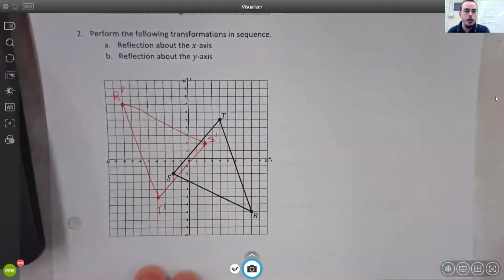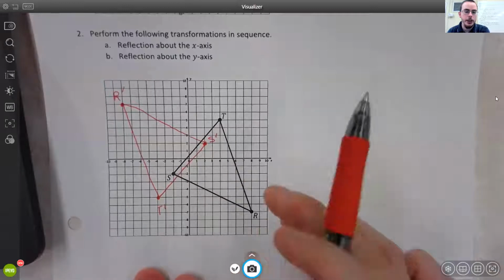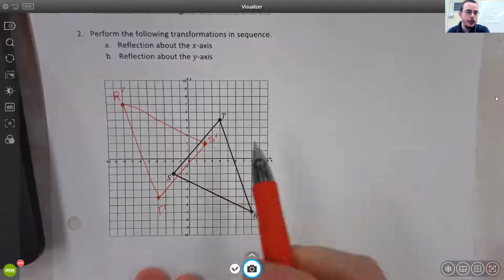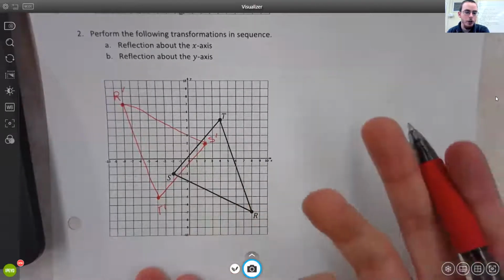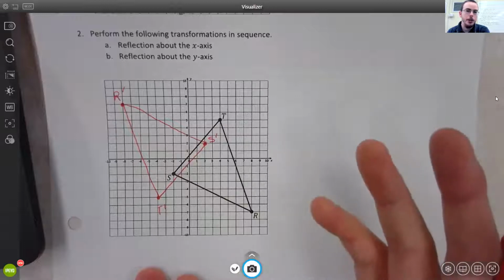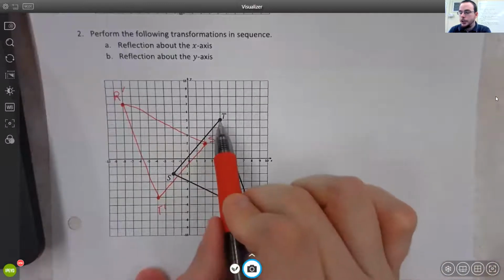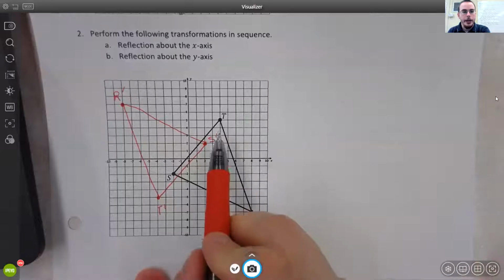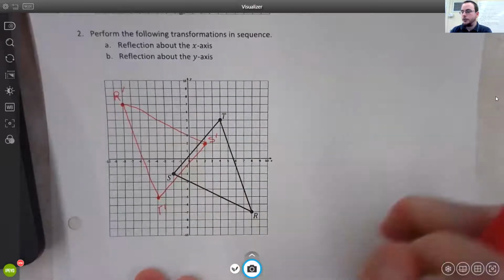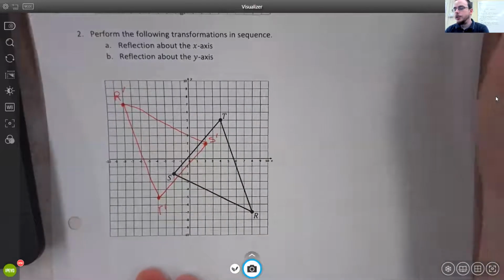Now on some of these problems, it will ask you to do one of these multiple transformations, and it may just ask you for one of the coordinates. So the same deal applies. You just make sure that you choose the correct point and then perform the transformations on it. So now let's get into symmetry.